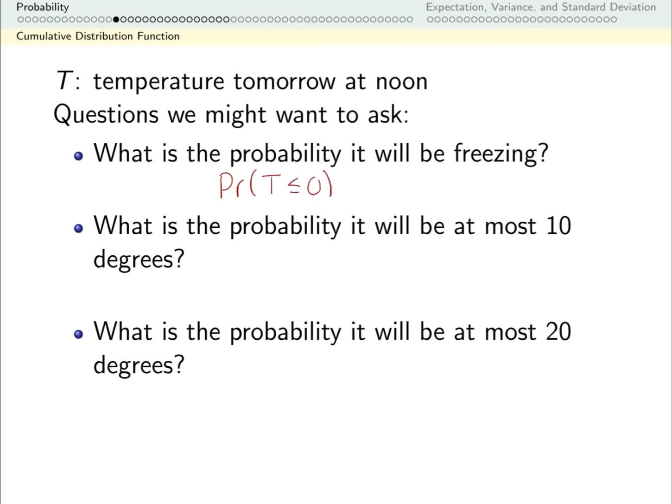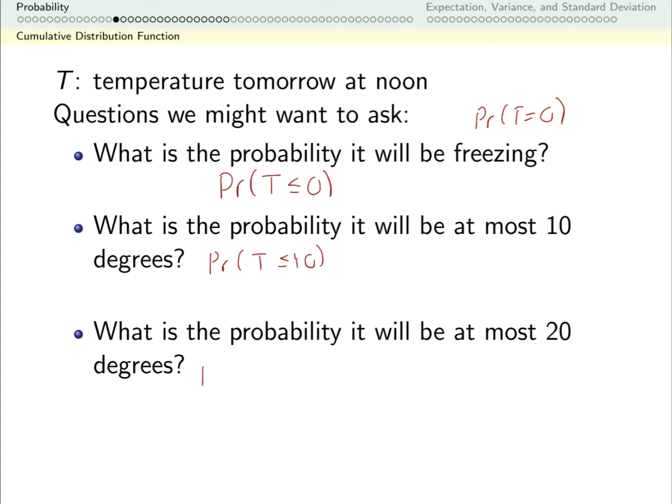You could have also interpreted this as the probability that the temperature is equal to 0. One of the nice things about the mathematical notation is it disambiguates these two ideas, whereas if we're just speaking, we might have some ambiguity. The probability that it's at most 10 degrees is the probability T is less than or equal to 10.